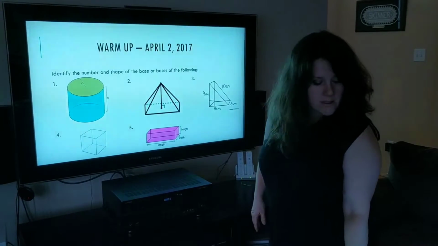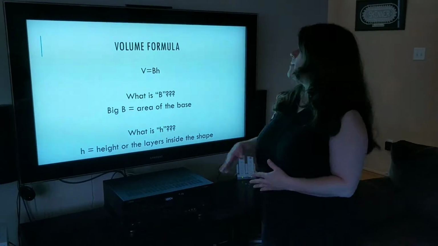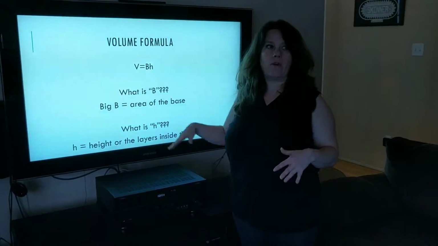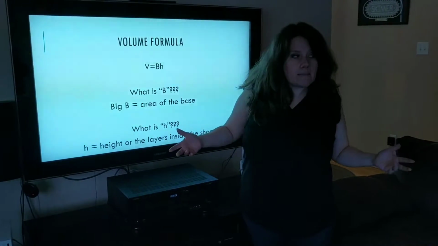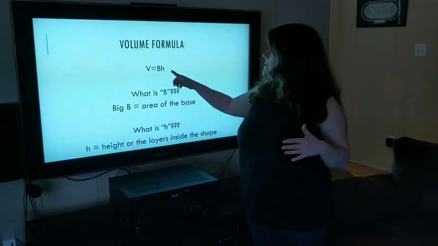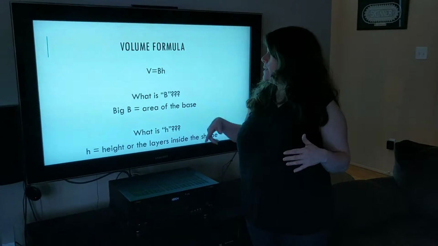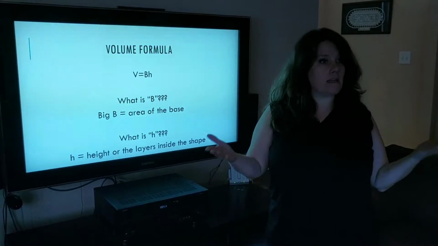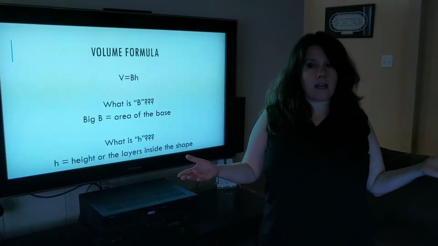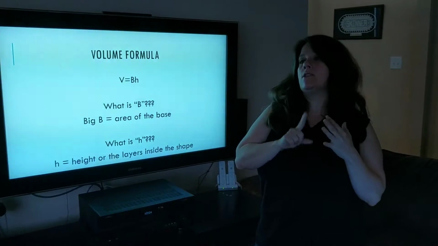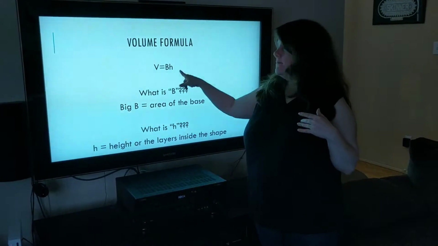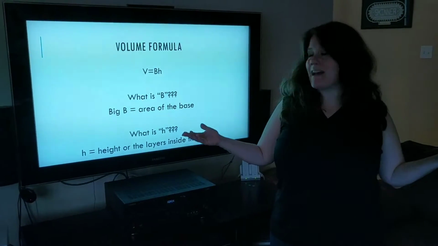Okay? So the volume formula is V equals big B times H. Now we've only been working with lowercase b, but this is big B times H. So what is big B? It is the area of the base, which again is why it's important to be able to recognize where the base is in that shape and how many of them there are. What is the H? Same as it's always been, it's the height.